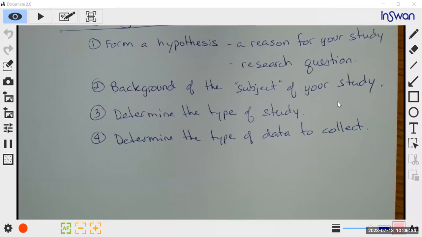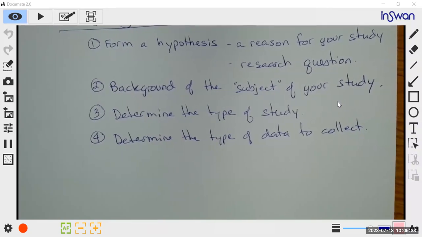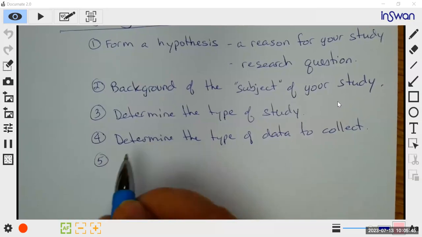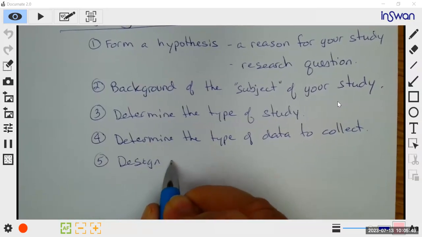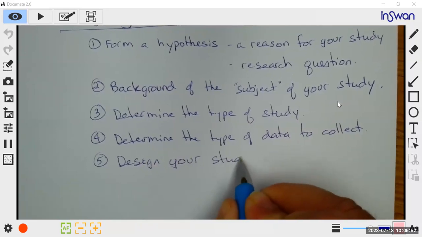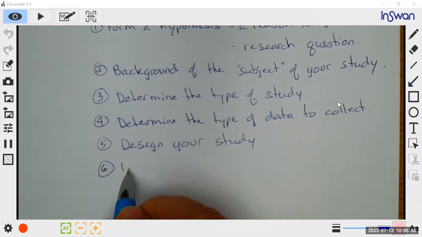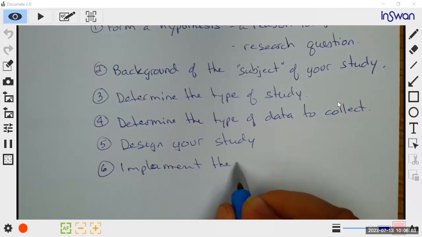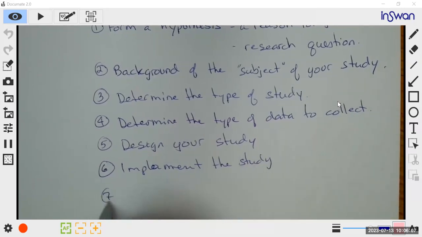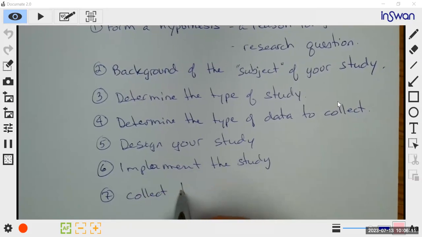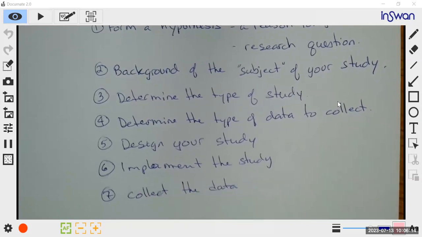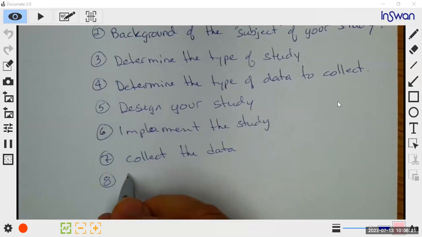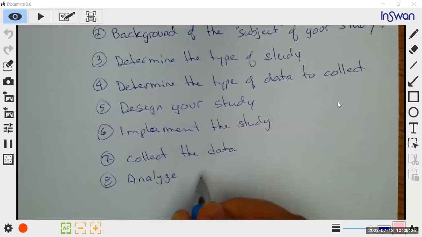Is it observational data? Is it quantitative data? Is it stratified data? Is it what? Then you can design your study. Implement it. Collect the data. After collecting data, what do you do? Analyze the data.